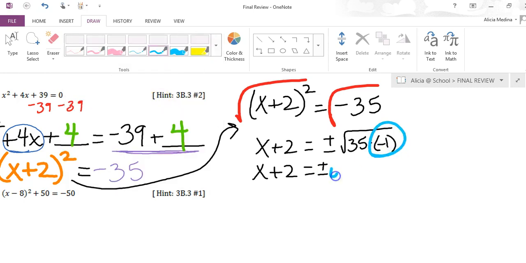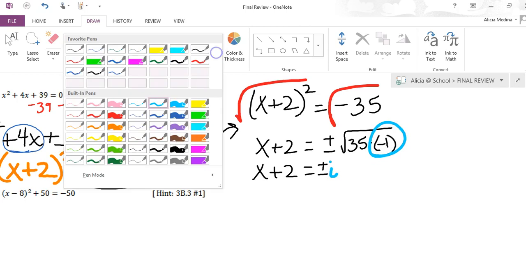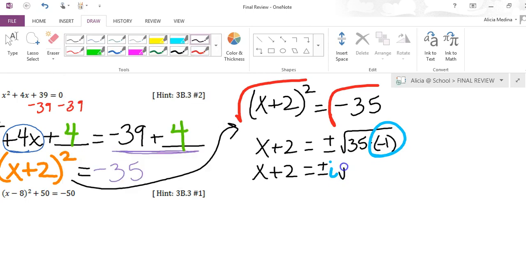Square root of this is my i. I'm taking it out. Whatever is left, though, is still positive 35. So once you remove that i, that number does become positive. Still, though, my x is not by itself. So I need to get this 2 over to the other side, and I'm going to do that by subtracting 2 over.